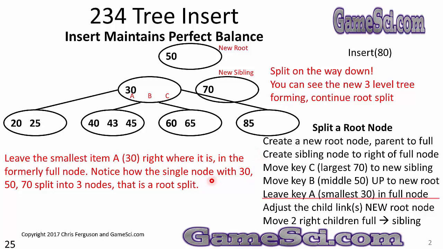Notice how the single node with 30, 50, and 70 split into 3 nodes. This is a root split. This node was full. The big item went over here, the middle item went up there, and the small item stayed where it was. One node becomes 3 nodes.